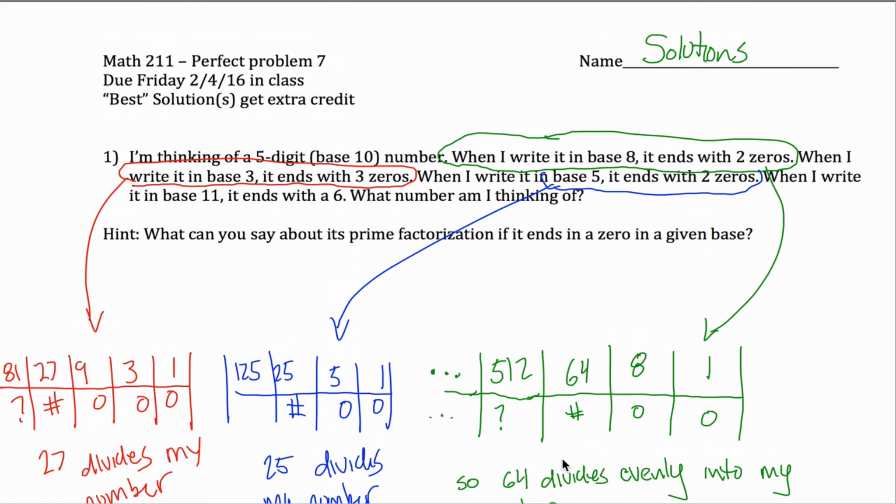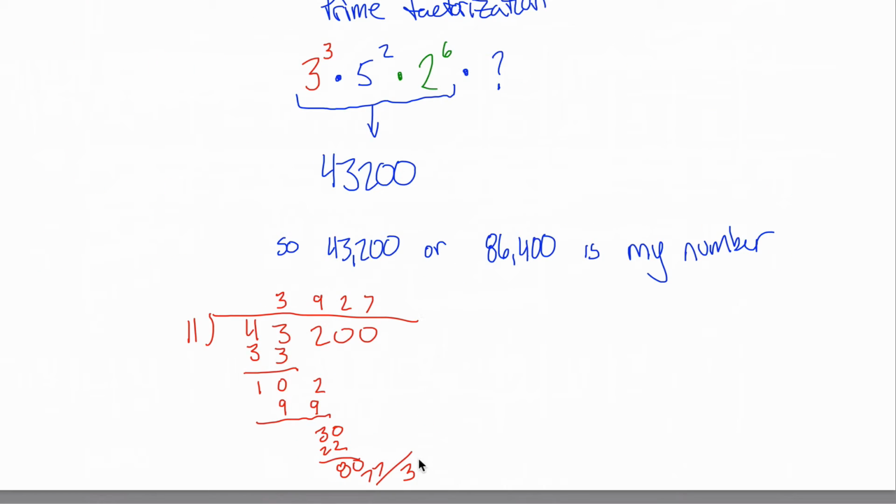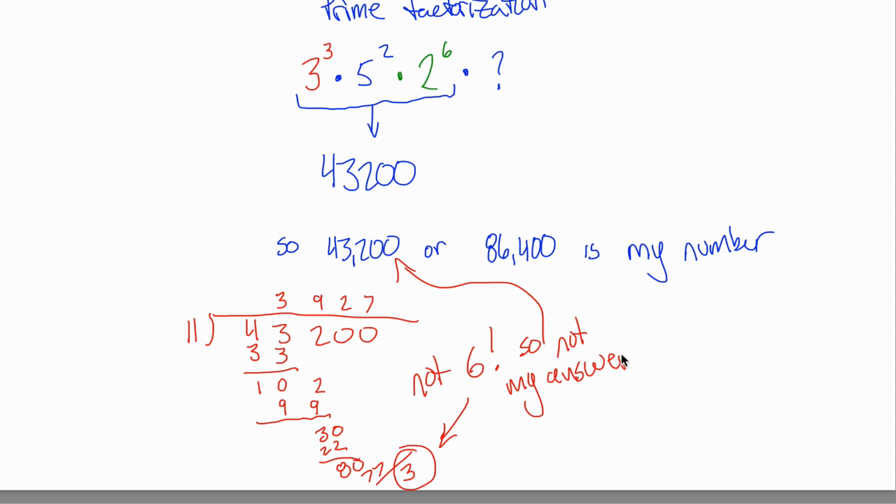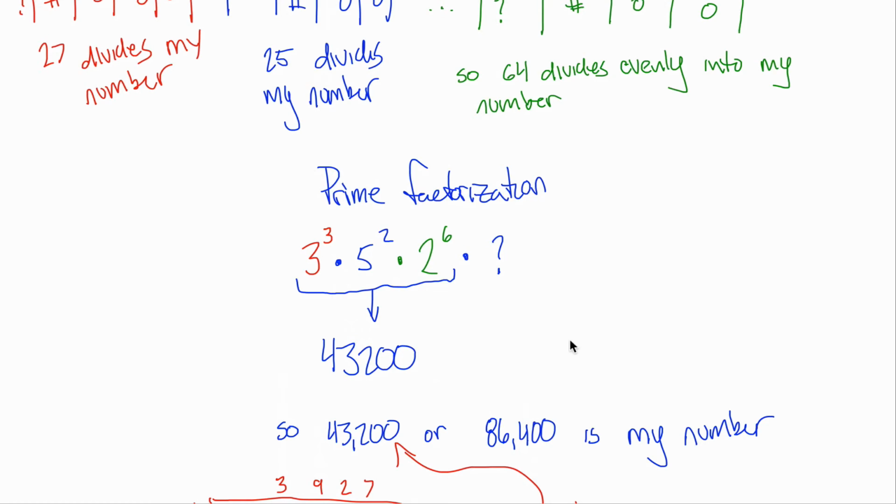Oh, but it wasn't supposed to. How many singles was I supposed to have? Well, I was supposed to have 6 singles. Looks like I only have 3 singles, not 6. So that is not my answer. So by process of elimination, this must be my answer, 86,400. If you wanted to check that, you could. Make sure that when you take 86,400 and divide 11 into it, that you end up with a remainder of 6.